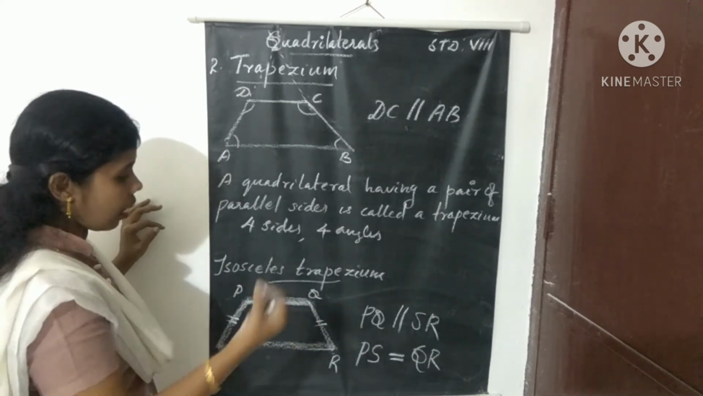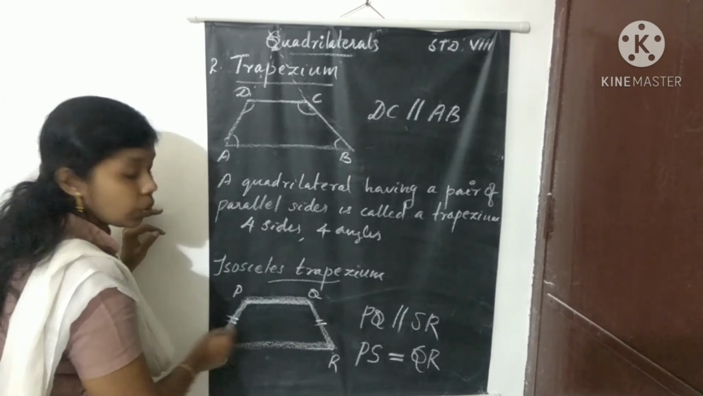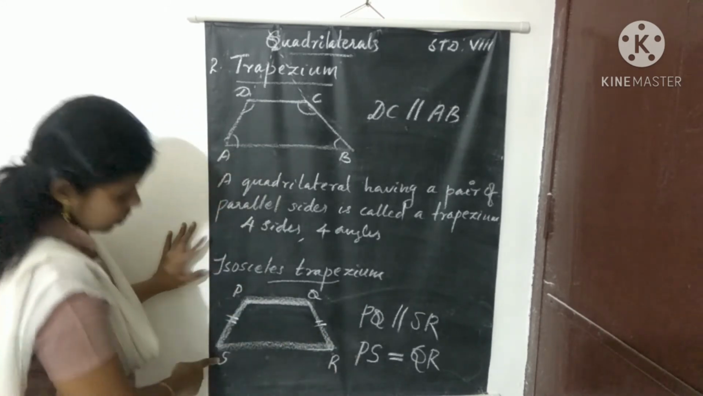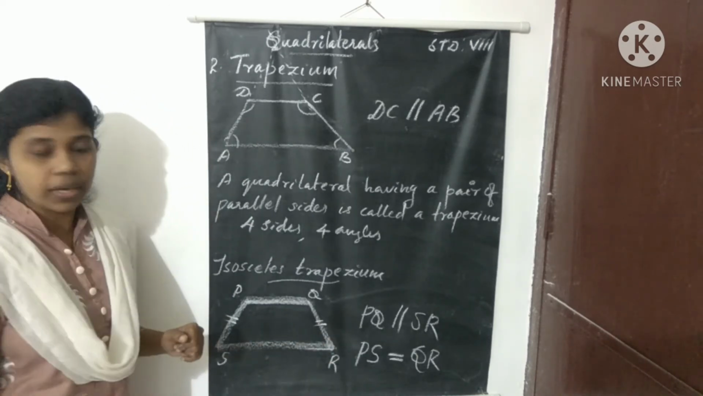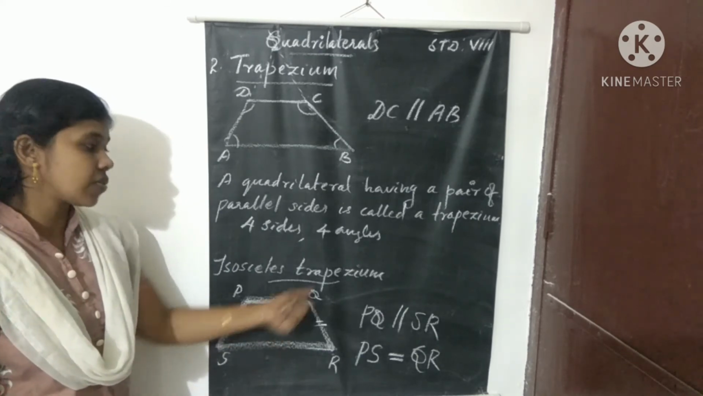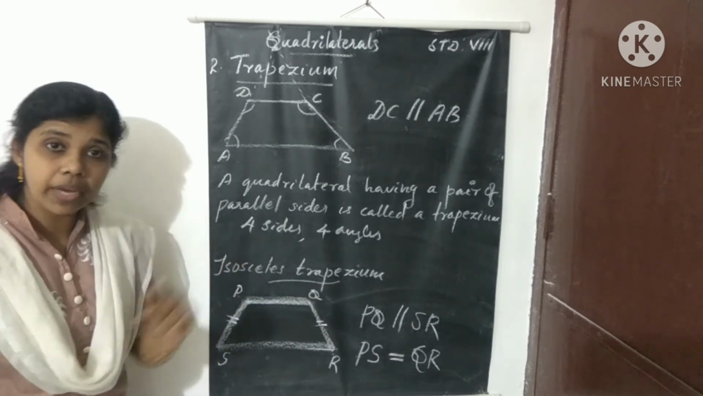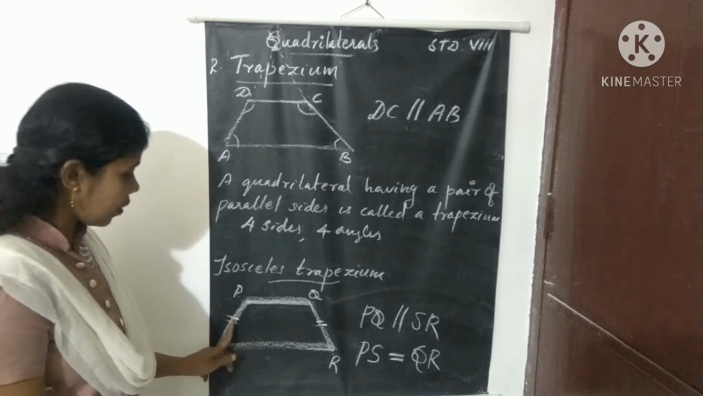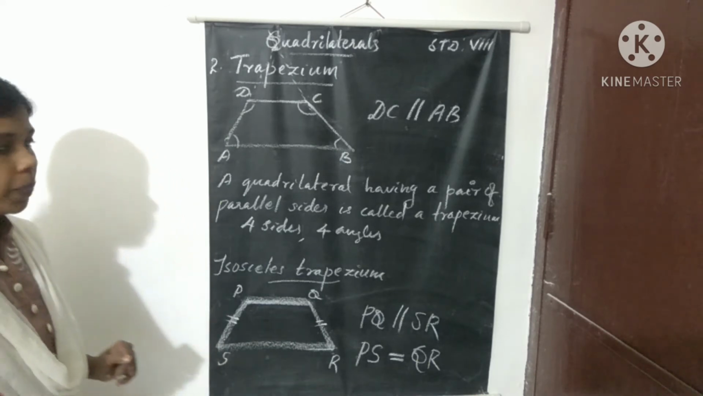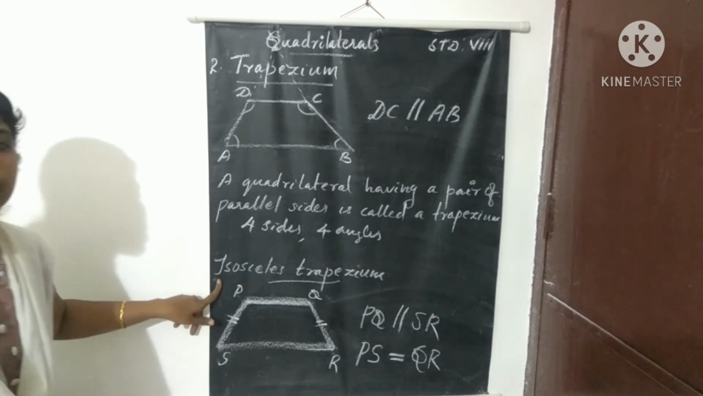Then there is one extra quality here. These two sides are also equal in length. That means PS equals QR. So this type of trapezium is called an isosceles trapezium. An isosceles trapezium contains one pair of parallel sides and one pair of equal sides. That is a trapezium, and the isosceles trapezium is a different type of trapezium.